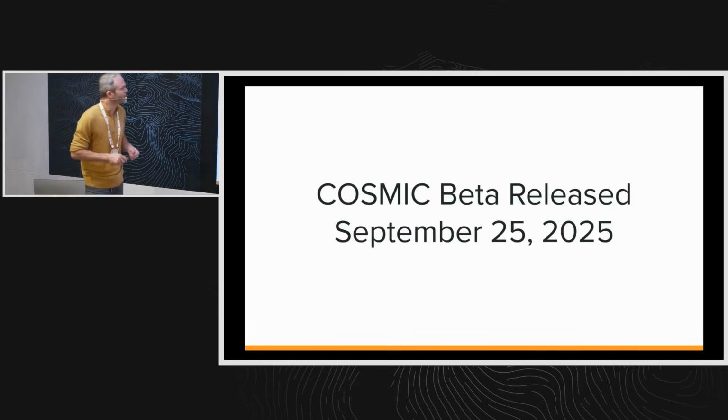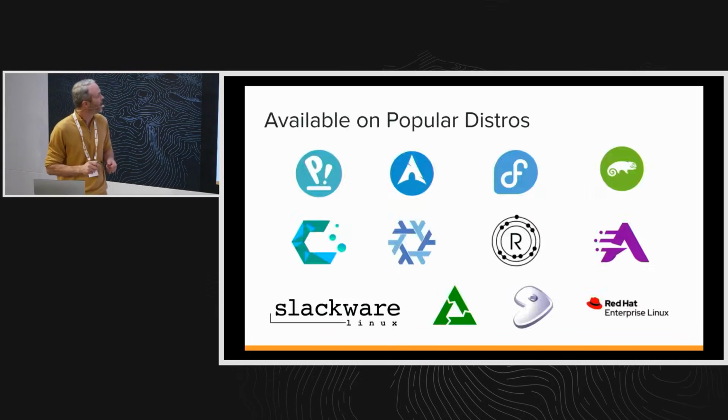Cosmic Beta was released on September 25th, 2025. And Cosmic is available on popular distros. Pop!_OS is the System76 distro, so of course there. Arch Linux, Fedora, openSUSE, CachyOS, Nix, Redox, Aaron OS, Slackware, postmarketOS, Gentoo, and RHEL through a Copr repo. It's available on all the most popular distros.